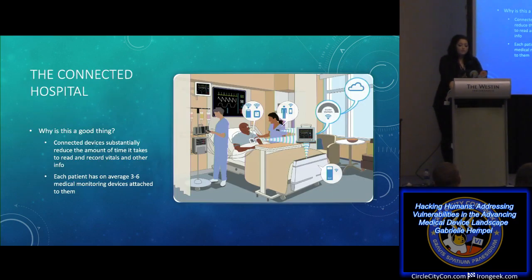With all these dangers, why are connected hospitals and medical systems a good thing? Connected devices, like the ones mentioned previously, substantially reduce the amount of time it takes to read and record vitals and other information. Each patient in the hospital has, on average, 3 to 6 medical monitoring devices attached to them.